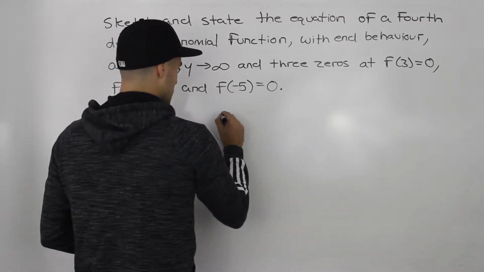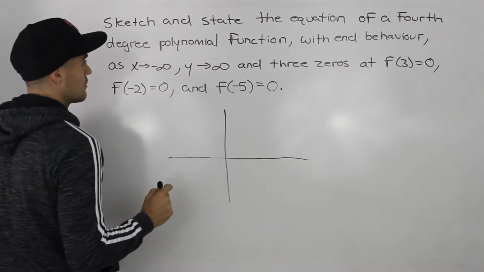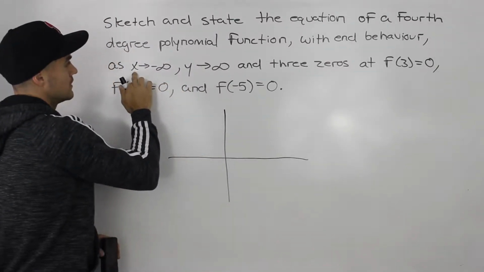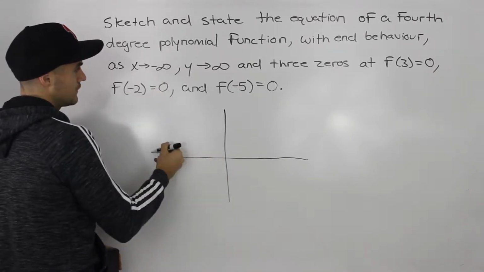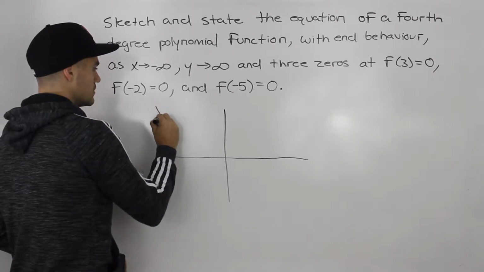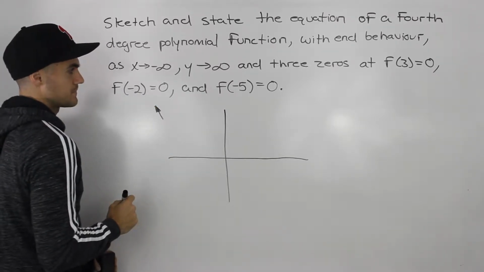So what I suggest we do is we just draw out the information that they have given us so far. So let's start with this end behavior here. As x approaches negative infinity, y is going to approach positive infinity. So we know that the left side of the function is going to look like this.